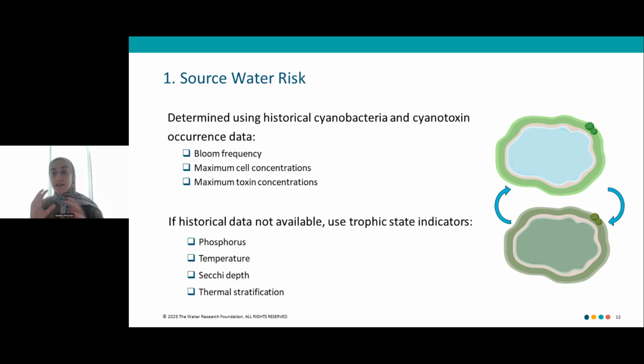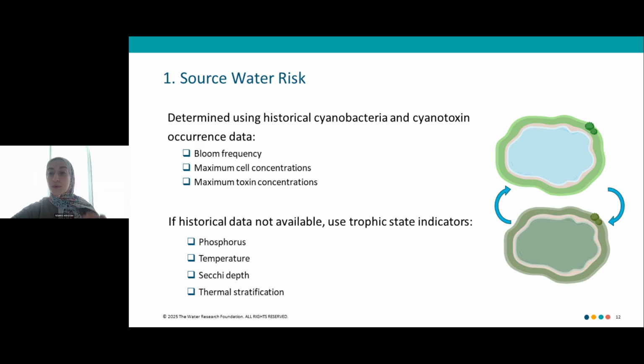So now let's dissect these risks individually and talk about each category and how we can actually quantify the risk for each category. So let's start with the source water risk. The source water risk is going to be determined using historical data for cyanobacteria and cyanotoxin. And for that, we are defining 3 main parameters to consider. First is the bloom frequency, second is the maximum cell concentration that has been detected in your plant, and third is the maximum toxin concentration that has been detected in your plant.